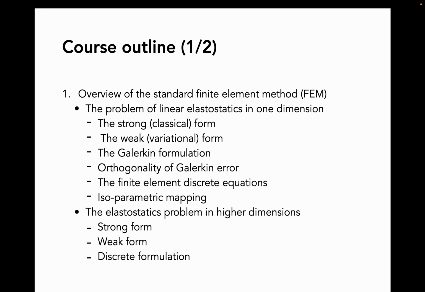So we start with the linear elastostatics problem of a one-dimensional bar, right? And then we do everything that there is to be done, from deriving the governing equilibrium equation, right, to the discretization process, right? We do the Galerkin projection. We obtain the final element discrete equations, and then we're going to solve that. And we're going to look at some more theoretical aspects of the finite element method. We look at the orthogonality of the Galerkin error. We see how incredible that Galerkin projection is, what it does.